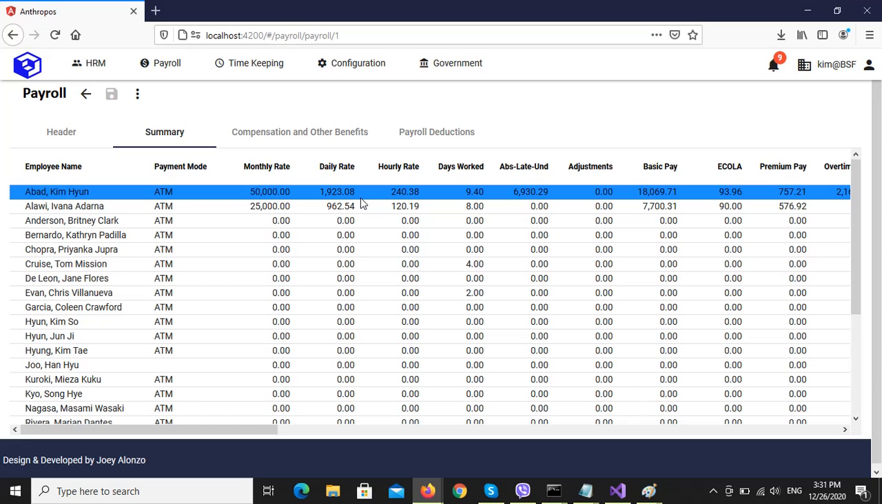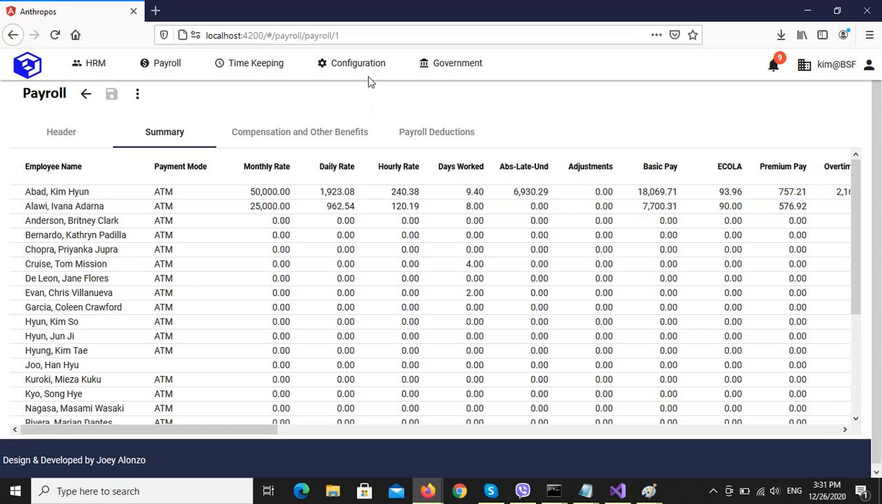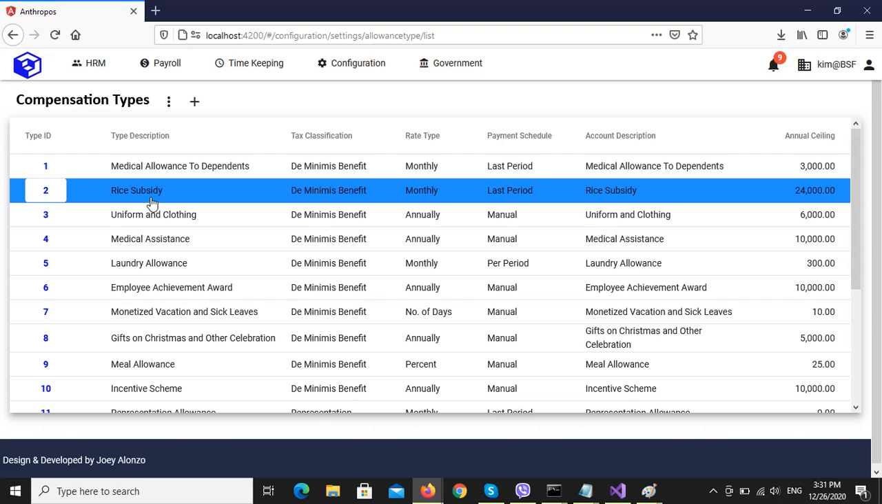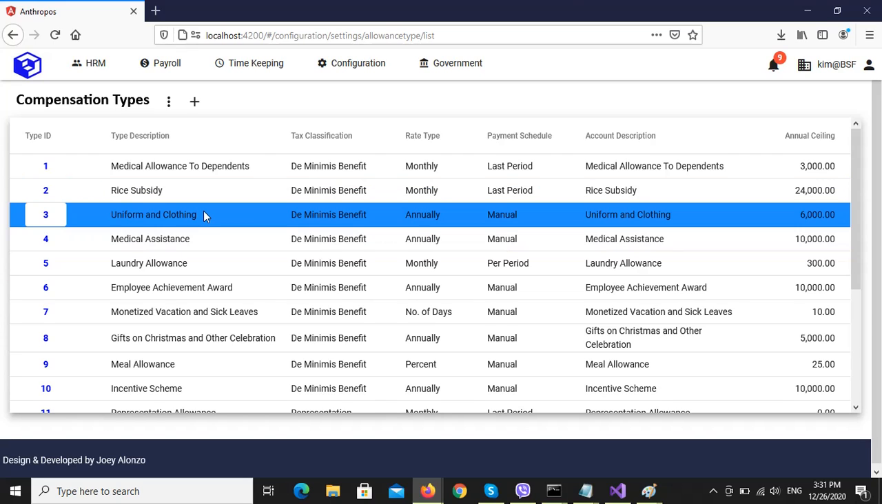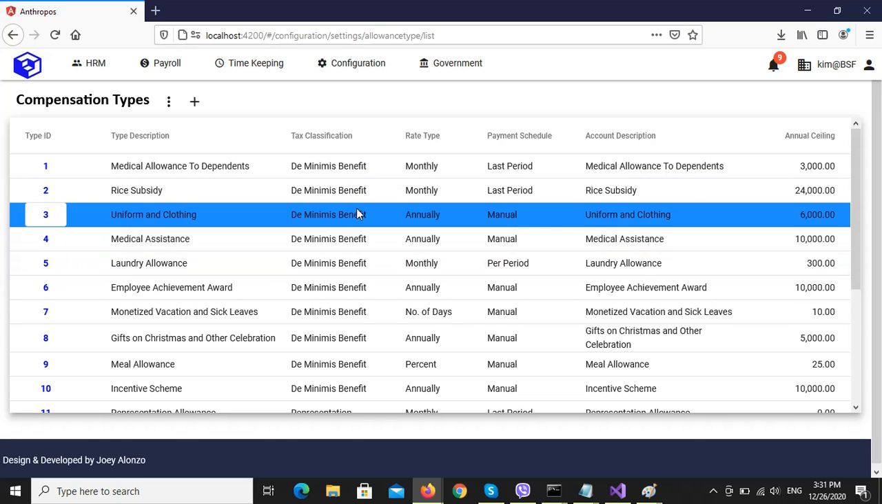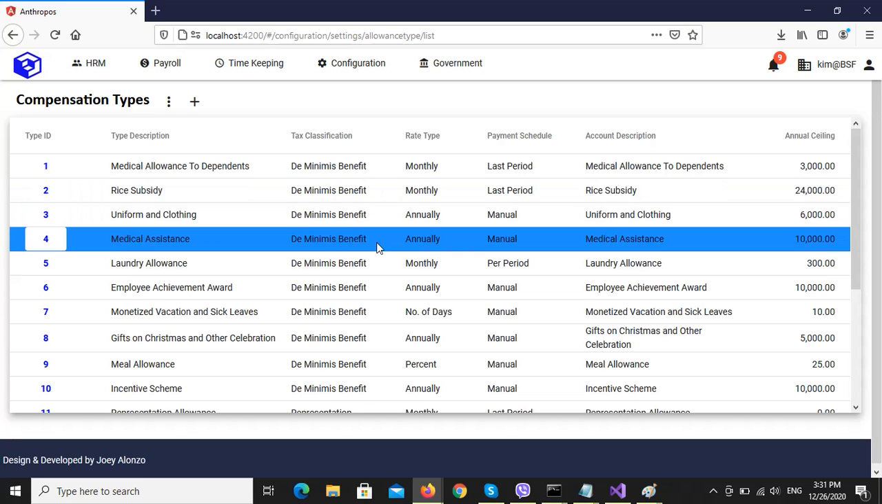Now to go to compensation type, all you have to do is go to configuration, settings, and then compensation type. Here, you need to enter, of course, the description of the compensation type and also the tax classification. The purpose of the tax classification is for the 2316.